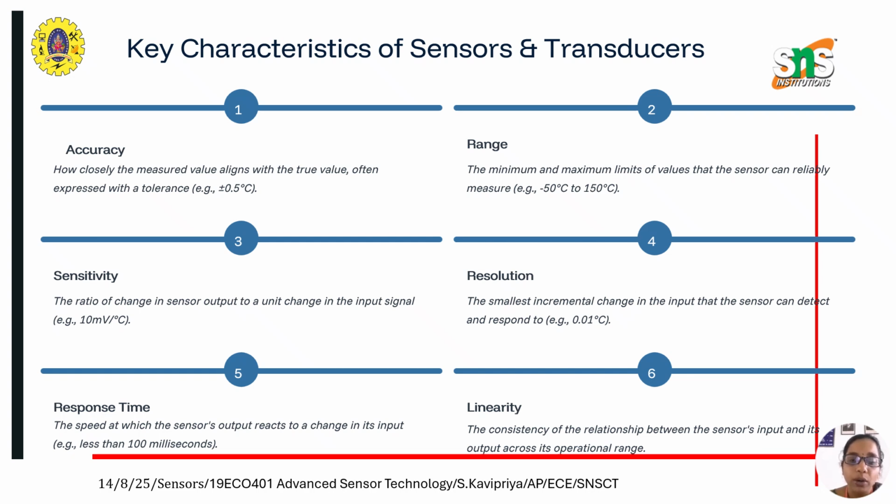Response time is the time required for the sensor to produce the output whenever there is a change in the input. Linearity is the relationship between input and output. Our input and output should be linear with respect to each other.